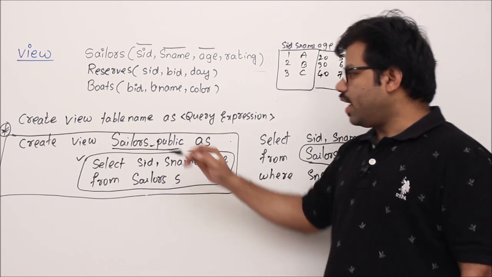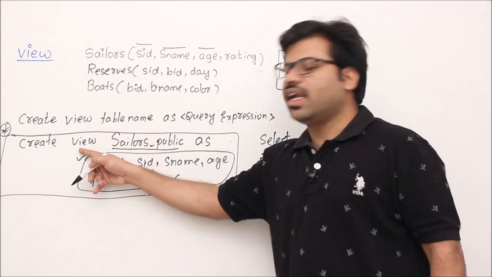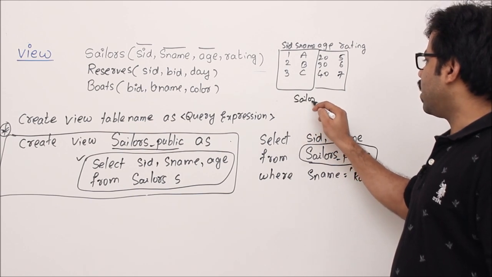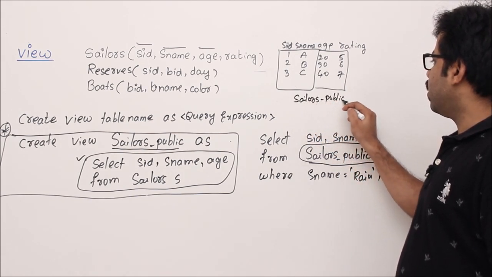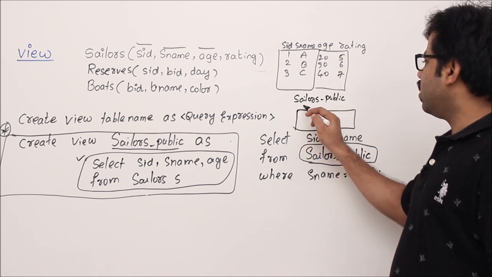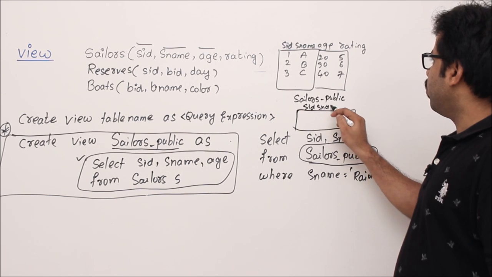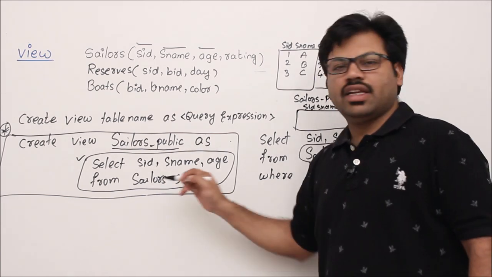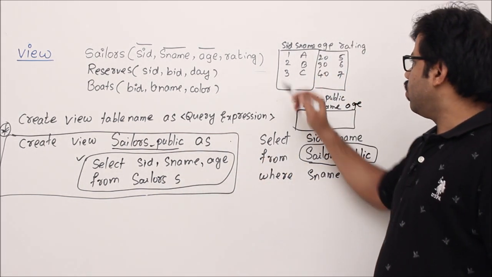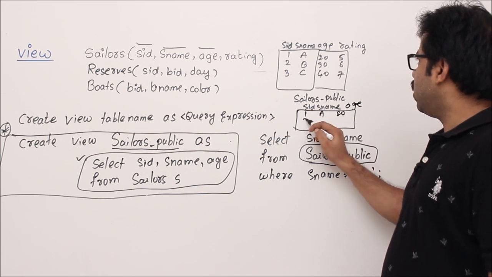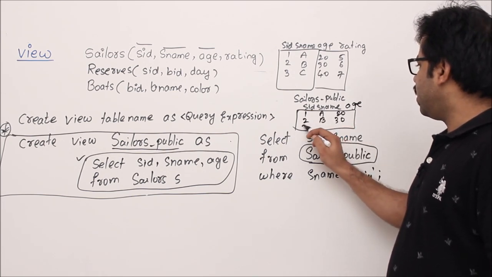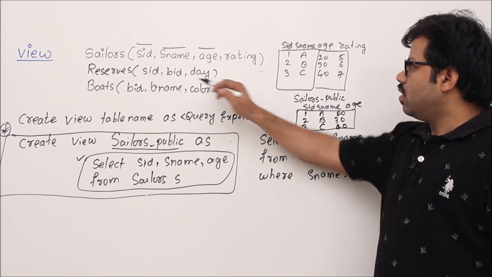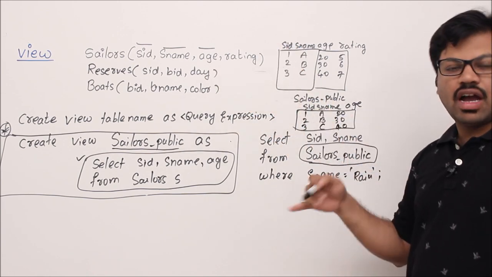Correct? So when you create a view, assume that whenever you write this create view sailors public, a table is created. What is that table? Sailors public. When you create that, it contains three columns, right? One is SID, SNAME, then age, correct, from sailors. So 1, A, 20; 2, B, 30; and 3, C, 40. Now see the problem. Suppose some values are inserted into this sailors table after this query.